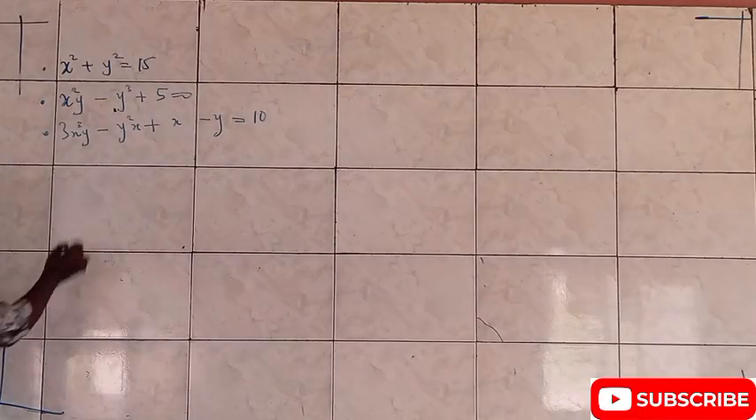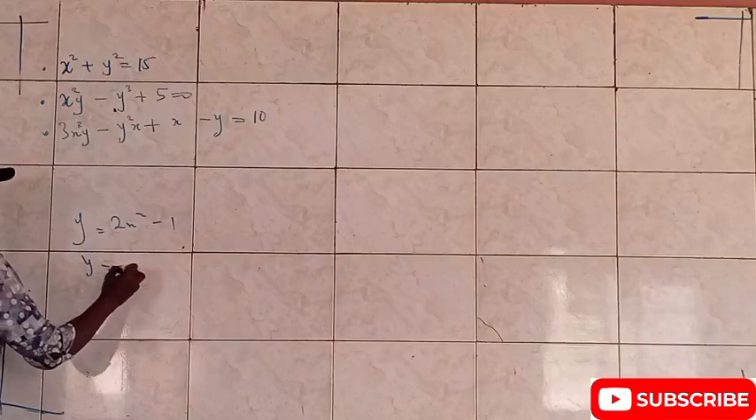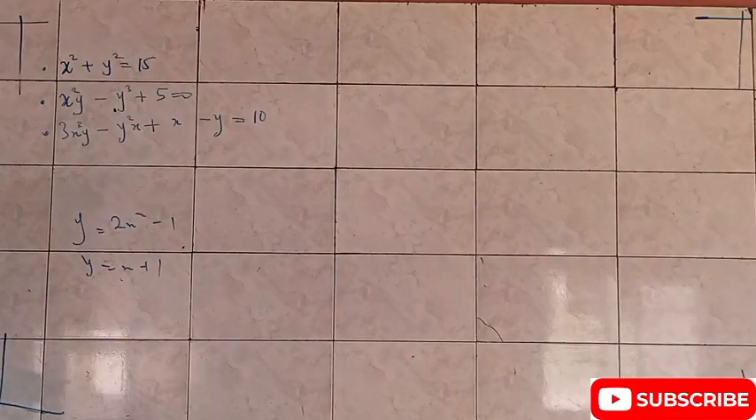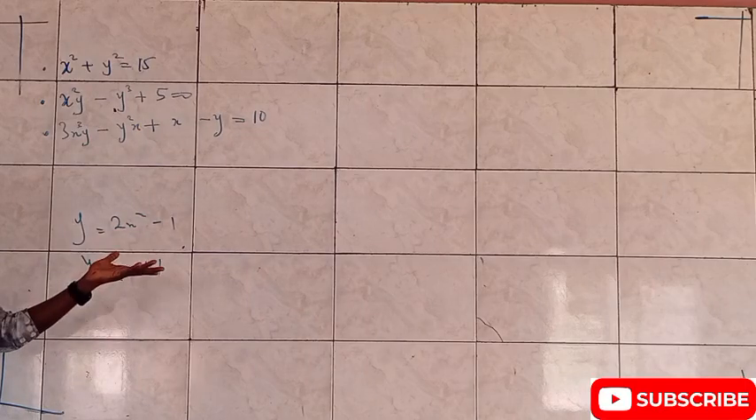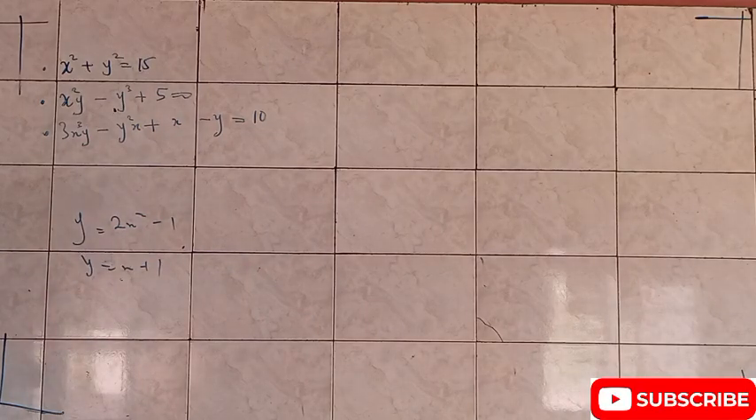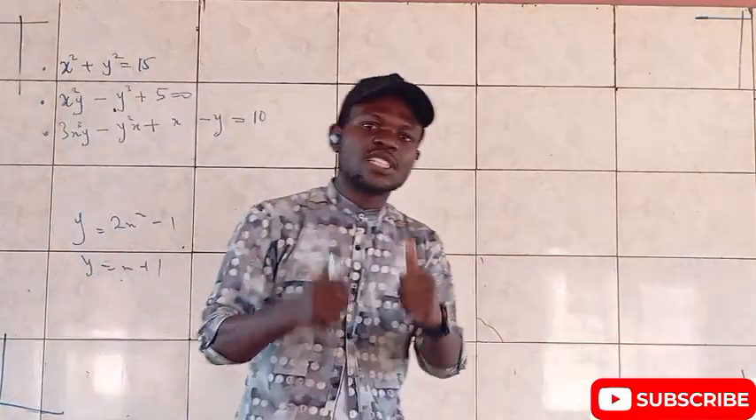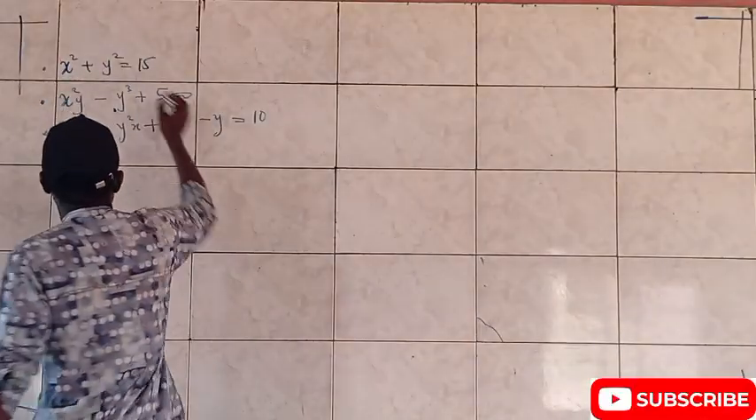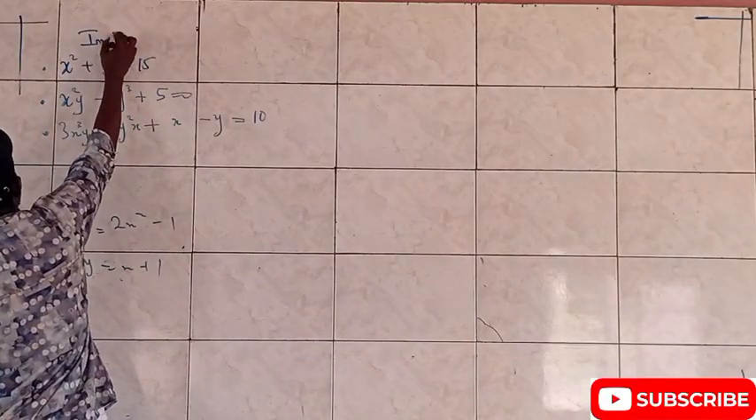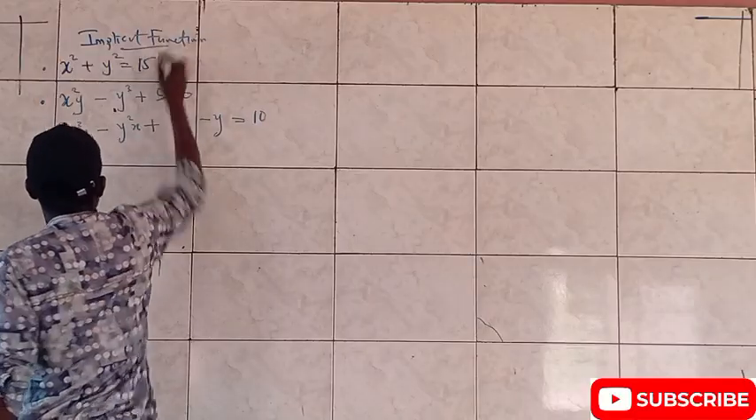Unlike the explicit, where I have y equals 2x squared minus 1, y equals x plus 1, I know without stress that this is my independent variable. So it makes it easier for me to know which of those variables is dependent and which is independent, and that is called an explicit function. But now we are dealing with what we call the implicit function. Do you understand?